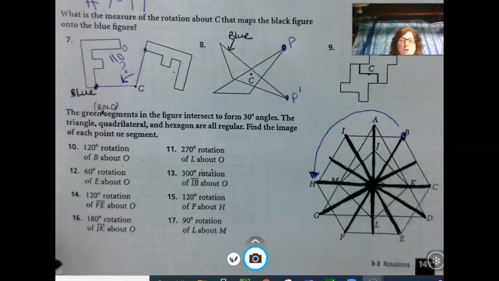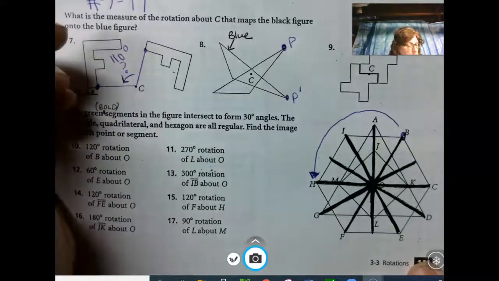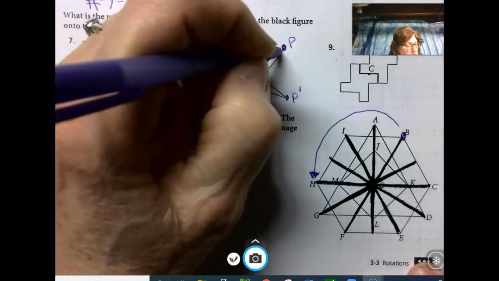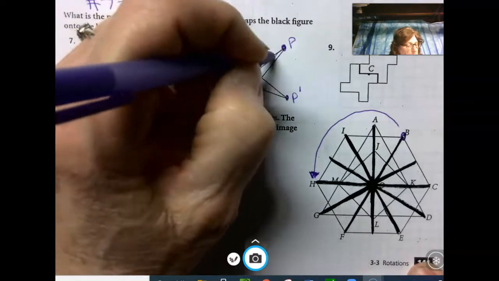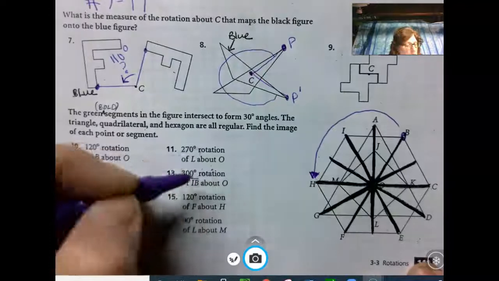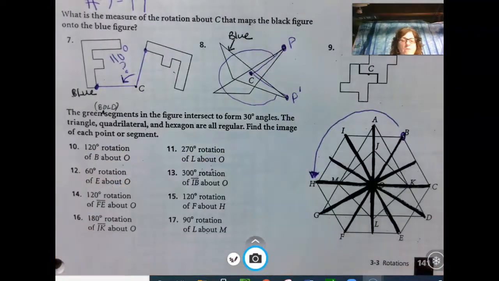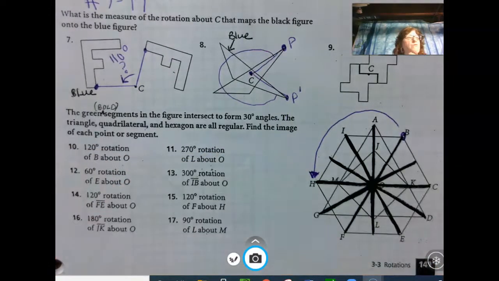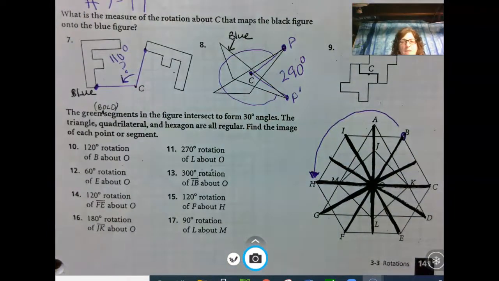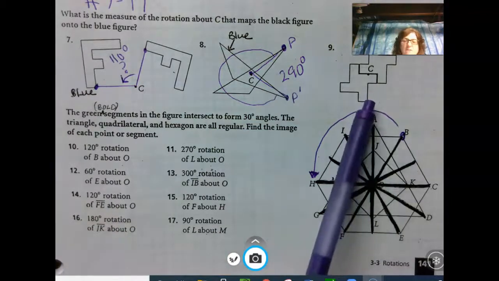So my question to you is, what would be the degree of rotation? Here's point C. What would be the degree of rotation that I'm going to go from here all the way over to P prime? See what you think about how many degrees that would be. And if you said somewhere around 290 degrees, that would be correct. So try to figure out C for yourself.